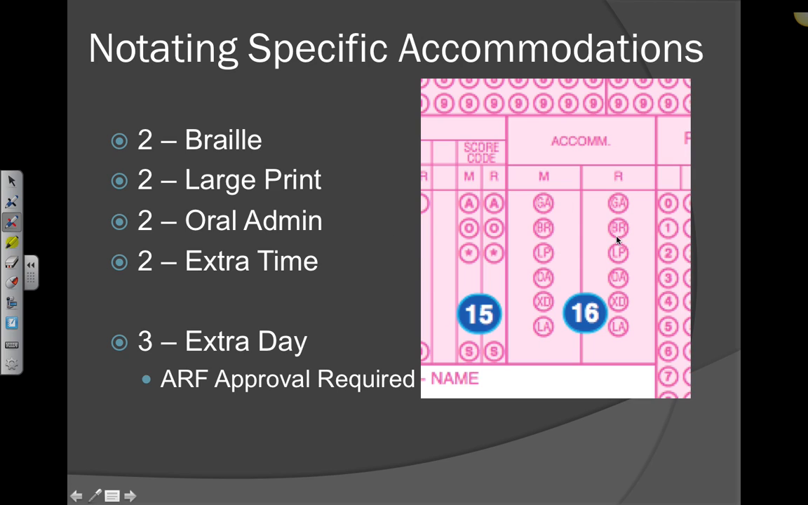Special ed and ELL accommodations: I will have all this already filled in. Please don't change anything on here. I just want you to be aware so that if you see something that you have a question about, or you're double checking me, then please talk to me about it because there may be a reason for that.